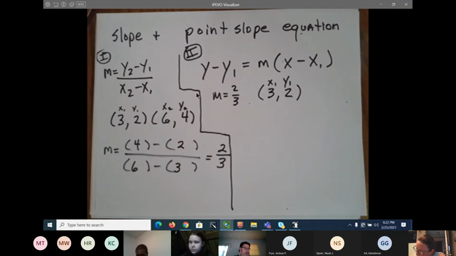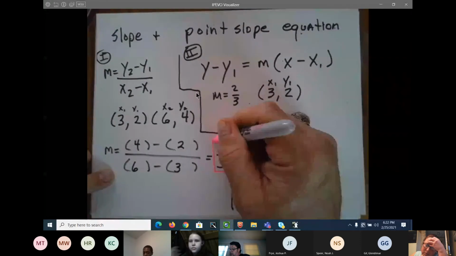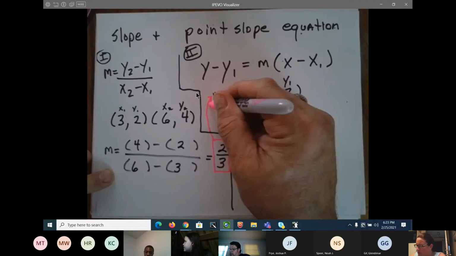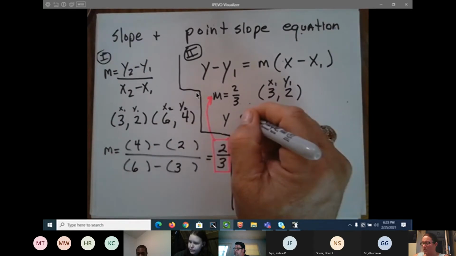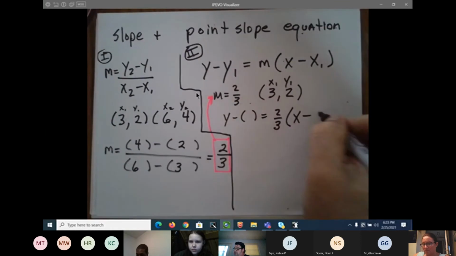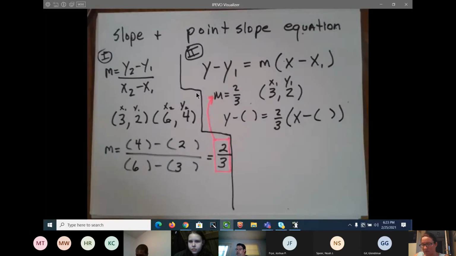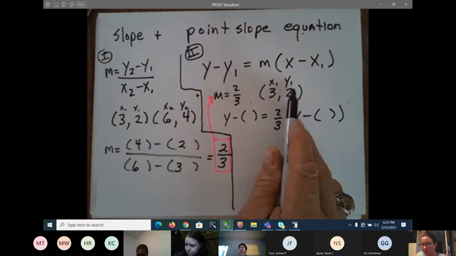And I'm going to take my handy dandy pink pen, not my pink highlighter, and put a pink box around that and draw an arrow right there because there's 2 parts to this problem. First, you got to find the slope. Then you have to find the equation. Y minus parentheses is equal to 2/3 times X minus parentheses. And plug and chug. You got everything right here. You already plugged in 2/3. Now plug in X sub 1, Y sub 1.